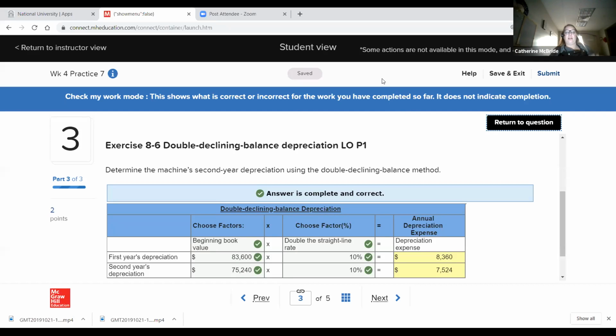All right, that's declining balance. Remember to pay attention to the tricky things about it.